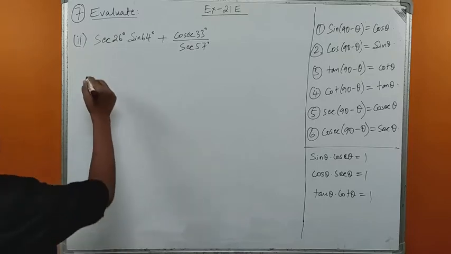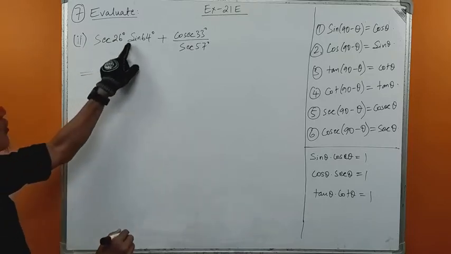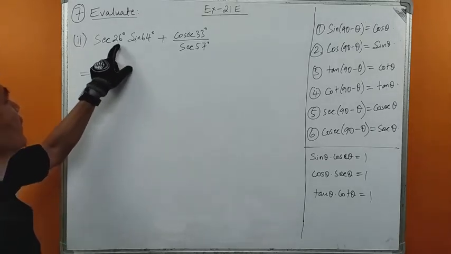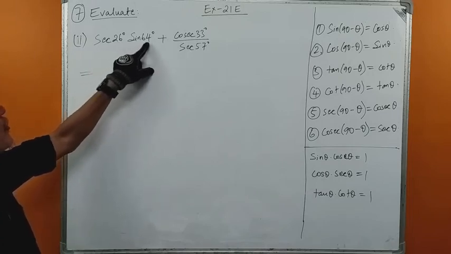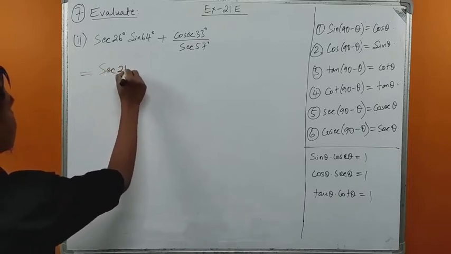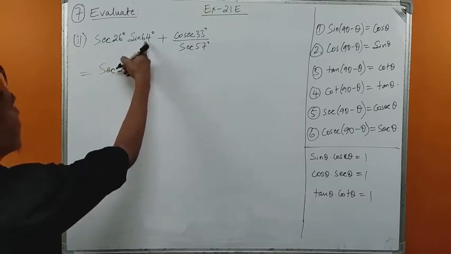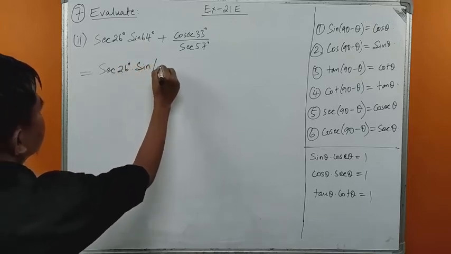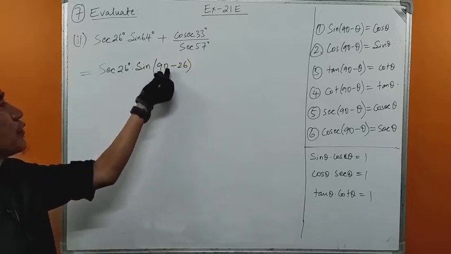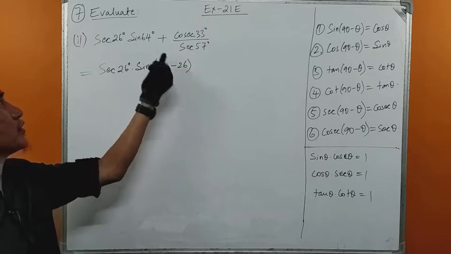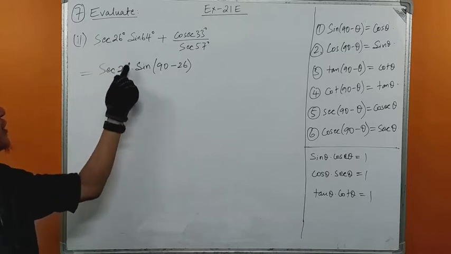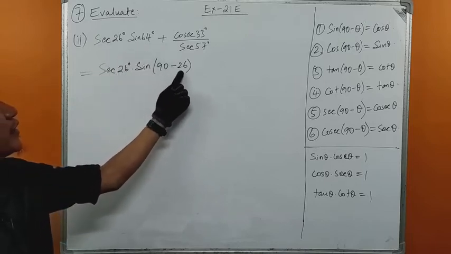Let's do this. What we do is, among these two angles we convert one and the other we write as it is. Suppose I convert this 64, I write this 26 as it is. Sec 26 degree I copy as it is, and instead of this sine 64 I write sine 90 minus 26. If I subtract 26 from 90, I get 64, isn't it? 10 minus 6 is 4, and this becomes 8. 8 minus 2 is 6.